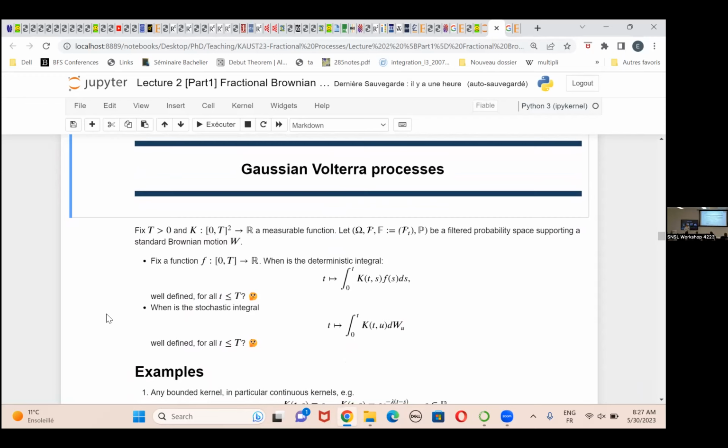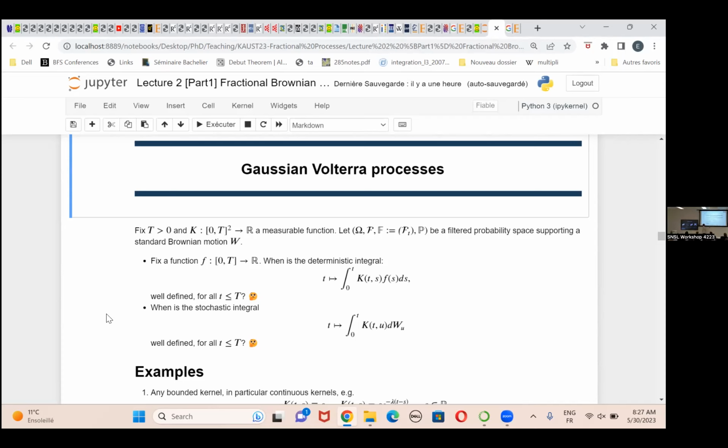So you have an integral, so you need some integrability, right? If F is in L1, K is in some sense in L1 in S, you can make sense of this in L1. Now let's move to the stochastic integral.